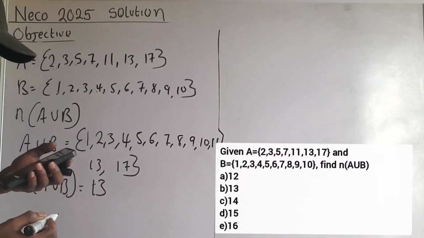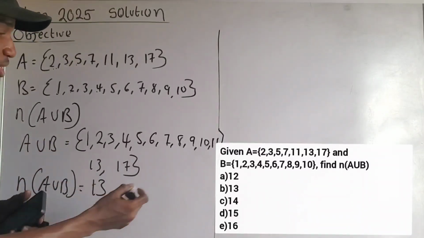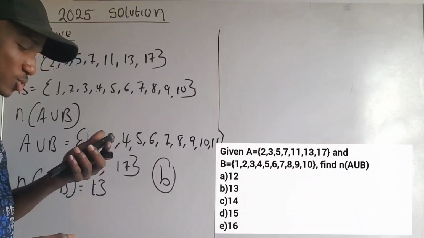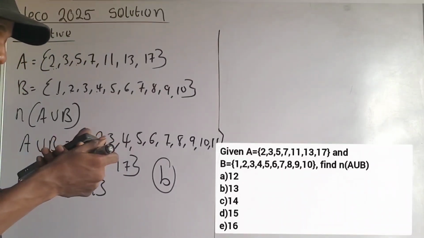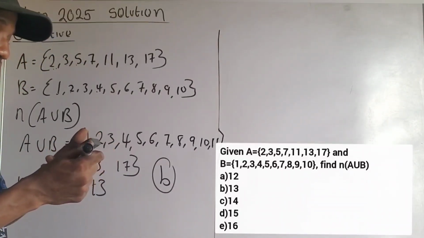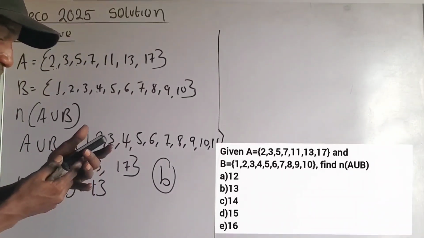The correct option to that question is option B. Option A is 12, option B is 13, option C is 14, option D is 15, option E is 16. The correct option is option B, which is 13.